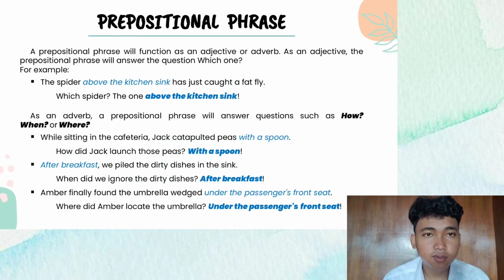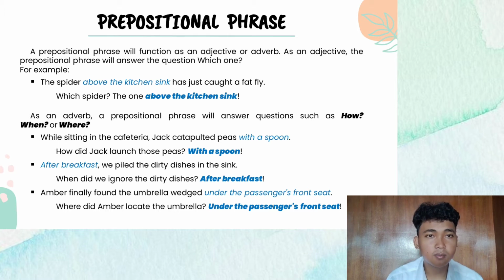A prepositional phrase will function as an adjective or adverb. As an adjective, the prepositional phrase will answer the question which one. For example: the spider above the kitchen sink has just caught a fat fly. Which spider? The one above the kitchen sink.